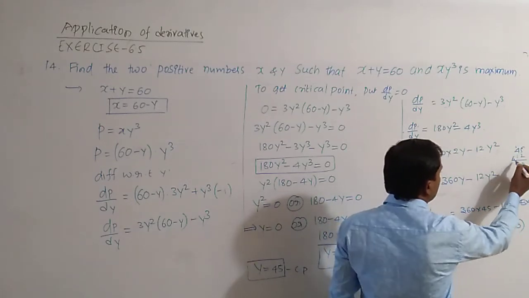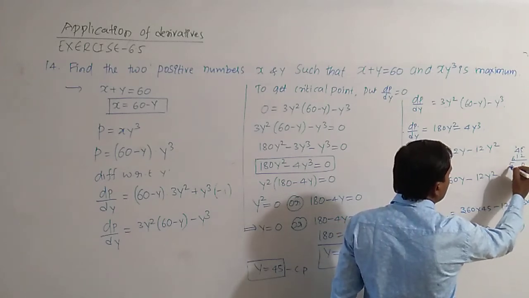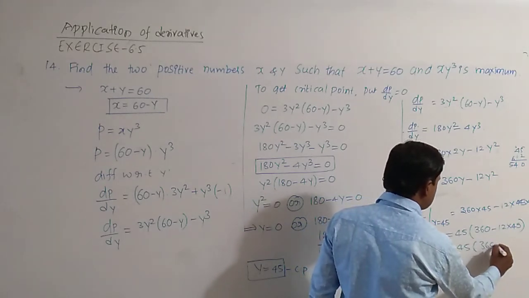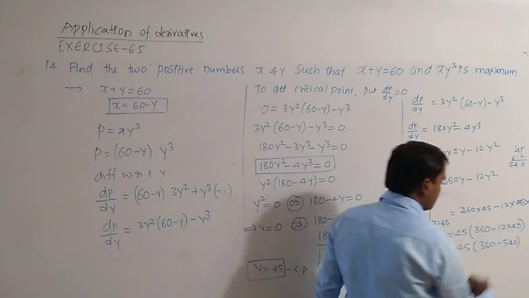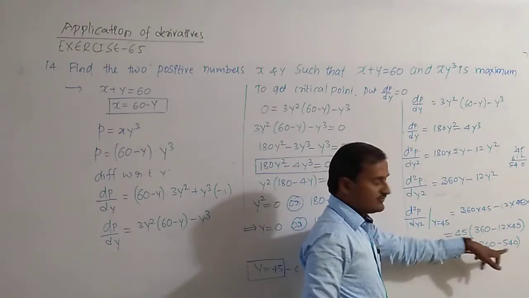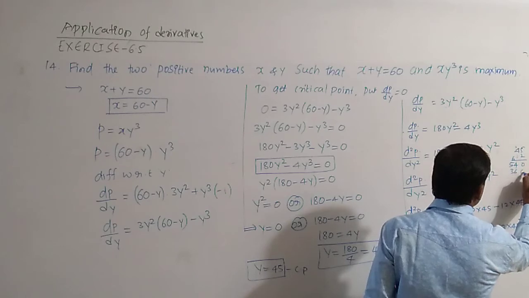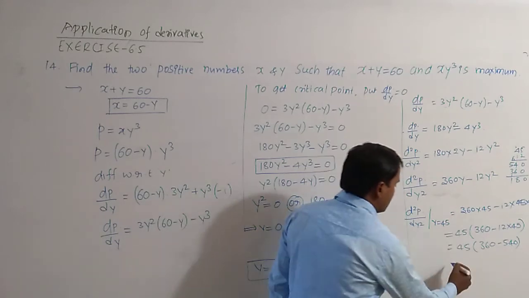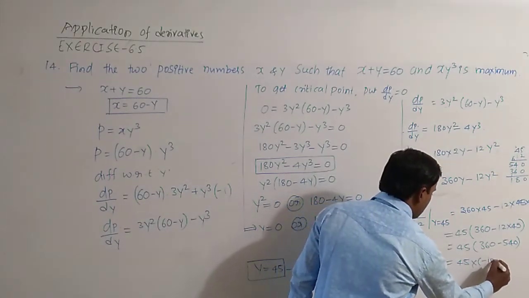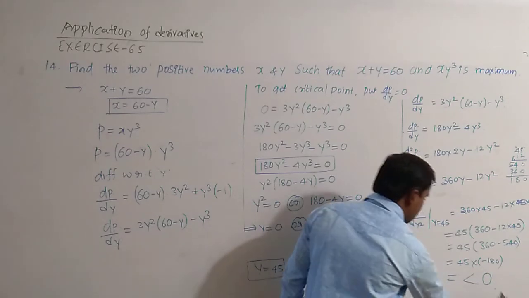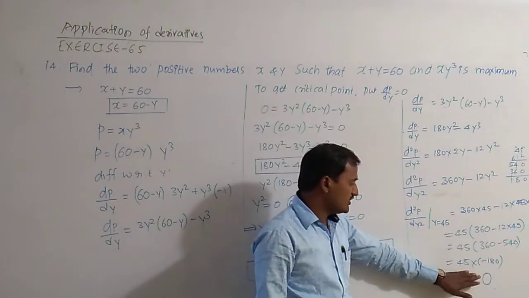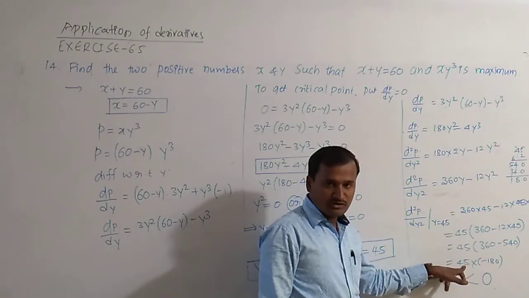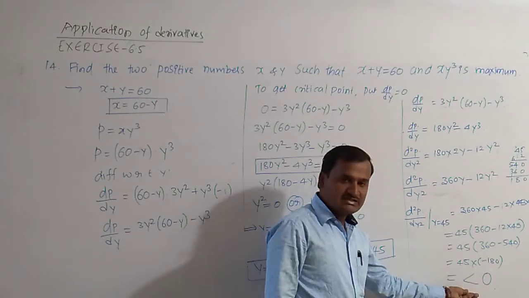Here 12 into 45 is 540. So clearly it is 45 into 360 minus 540. Subtracting 540 from 360 gives minus 180. So clearly we have 45 into minus 180, which is less than 0. After substituting, 45 into this negative number: a negative number into a positive number means we are getting a negative only. So negative means this is less than 0.